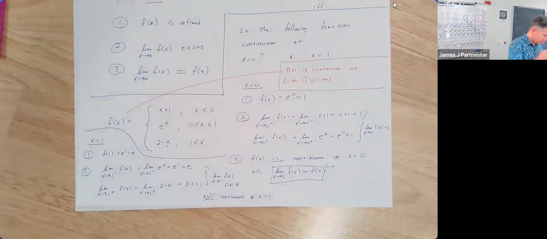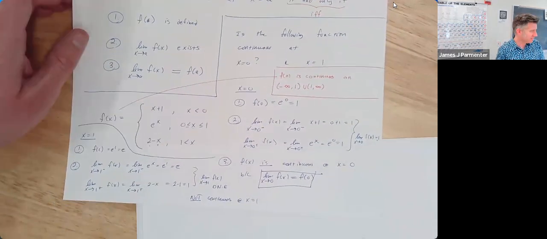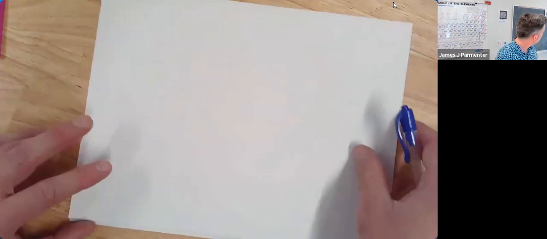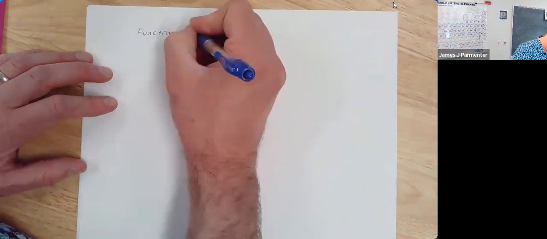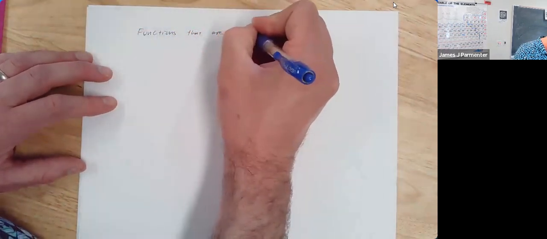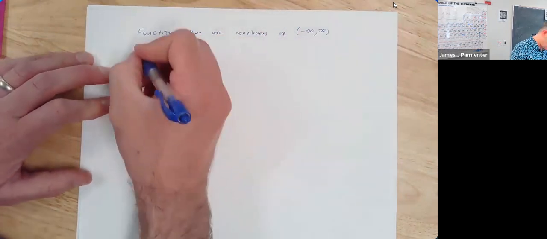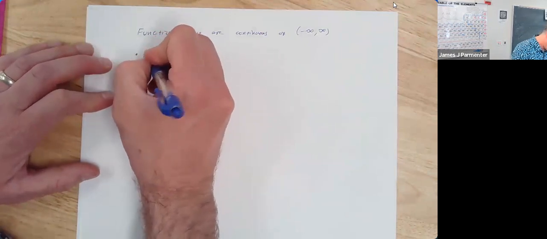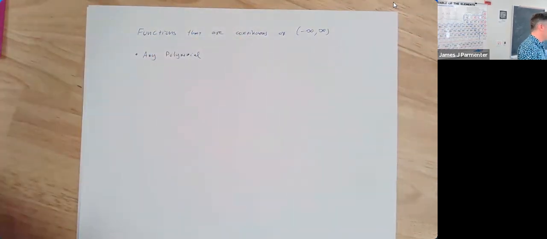So let me give you a brief list of functions that are continuous in various places. First, functions that are continuous everywhere. They're continuous on the entire real number line. Any polynomial. Polynomials are kind of like our favorite functions. They are continuous everywhere, and as we will see shortly, they are differentiable everywhere. They have all kinds of great qualities.